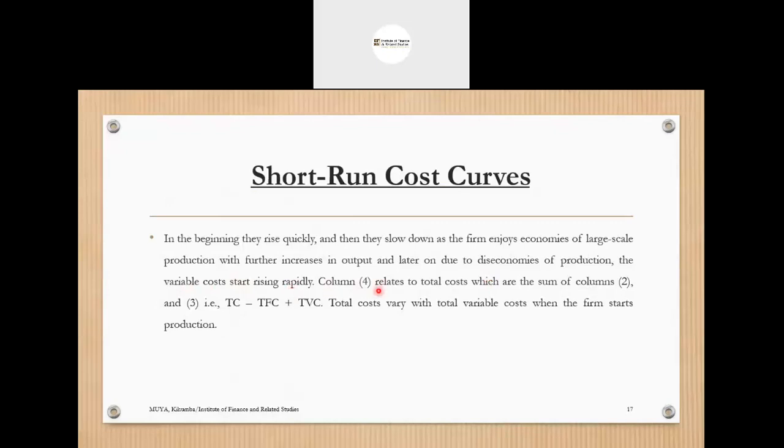and the variable cost starts rising rapidly. Column 4 relates to total costs of columns 2 and 3. That is total cost. This should be an equal sign, so take note of this. This should have been an equal sign: total cost is equal to total fixed cost plus total variable cost. And we shall note that this total cost varies with total variable cost when the firm starts production.